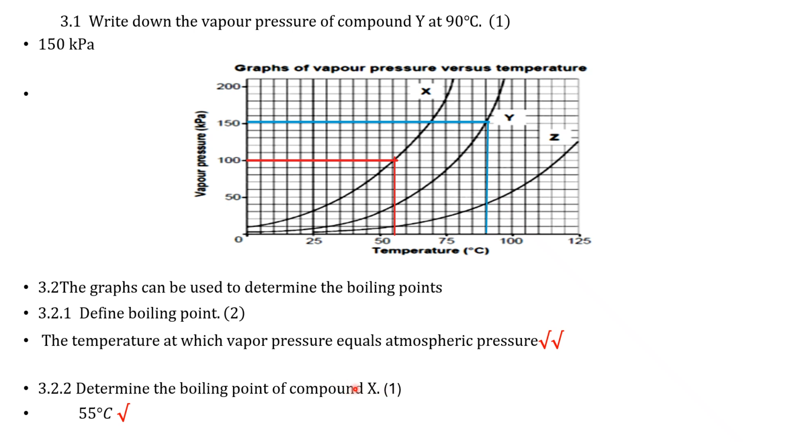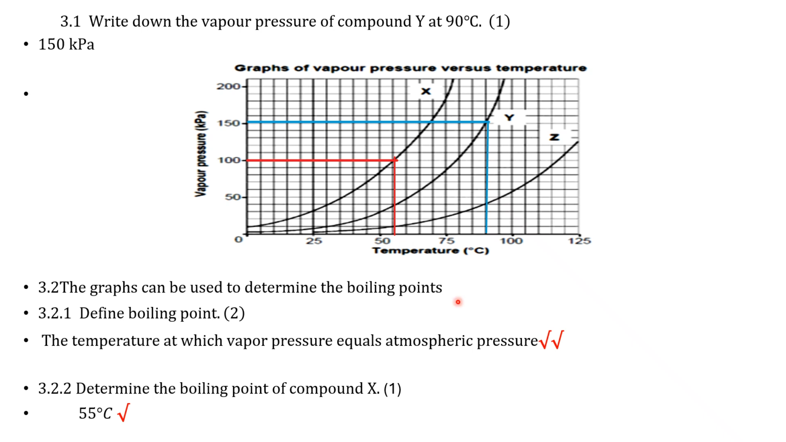Compound X, they said the atmospheric pressure is 100 kilopascal. So I go to 100 kilopascal across, make contact with the graph of X, and I come down. That is at 50, 55 degrees Celsius, right? So temperature at which vapor pressure equals atmospheric pressure, that's boiling point. So boiling point of X, atmospheric pressure 100, boiling point 55 degrees Celsius. Right, so I hope you follow.